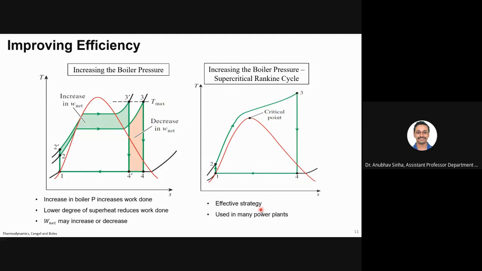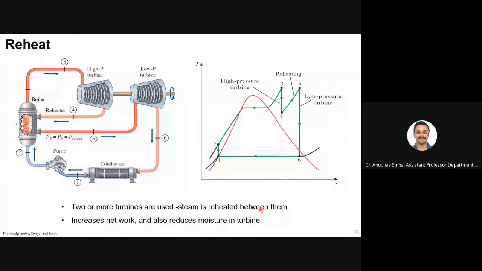Okay, now we'll come back to what we can do best with whatever we have studied. So a very useful strategy is to do reheat. So what do we do for reheat? We basically have one more turbine. Earlier we had one turbine, now we have two turbines, and in between those two turbines we are reheating. So what happens? Let us start from one. You have liquid water, it goes through the pump. After the pump, it goes through the boiler, and then it goes to the high pressure turbine.